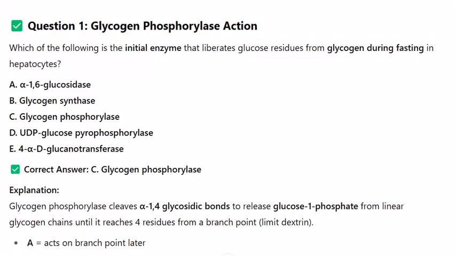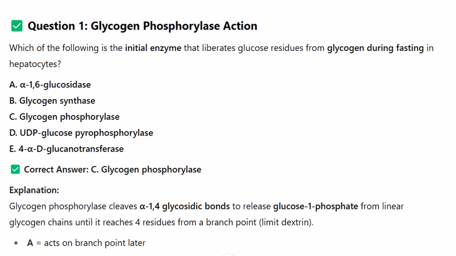Question 1. Glycogen phosphorylase action. Which of the following is the initial enzyme that liberates glucose residues from glycogen during fasting in hepatocytes? A. α-1,6-glucosidase, B. Glycogen synthase, C. Glycogen phosphorylase, D. UDP-glucose pyrophosphorylase, E. 4-α-D-glucanotransferase. Correct answer C. Glycogen phosphorylase.